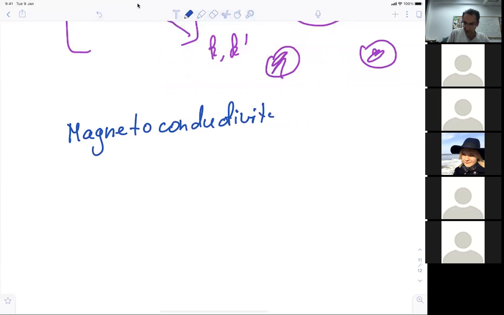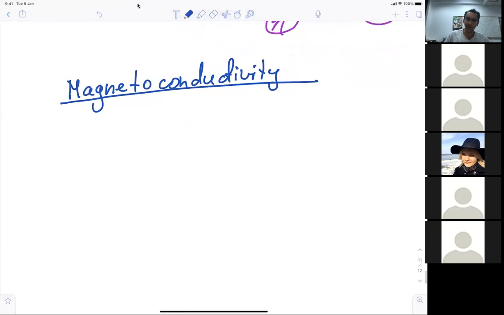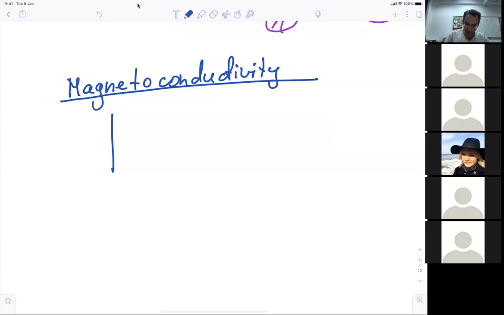So what is magnetoconductivity? It's the dependence of electric conductivity on the external magnetic field. So in addition to the electric field, which drives the system out of equilibrium, there is a magnetic field. And for our purposes, we will only discuss magnetic field, which is time independent.